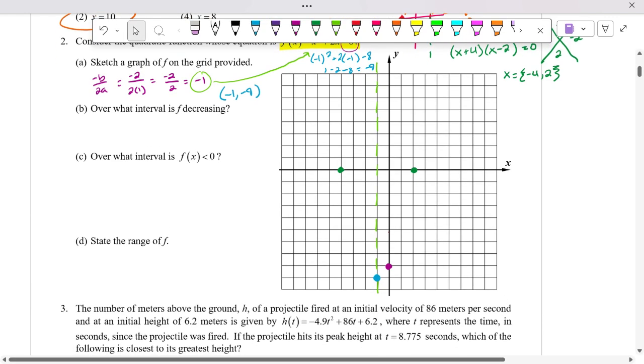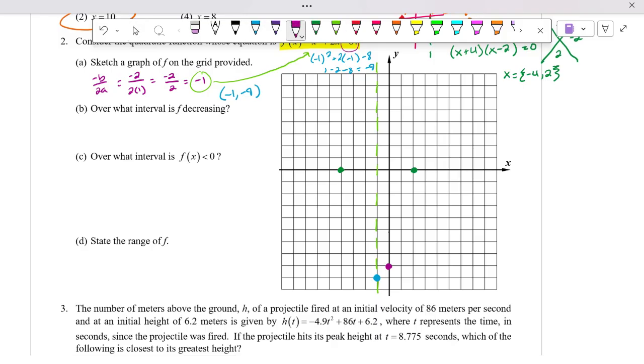Now, I can also get the pair to my y-intercept. It's 1 away from the axis of symmetry. So if I go 1 away on the other side, there's another point. So now I have 5 points, which give me the general shape of my parabola.